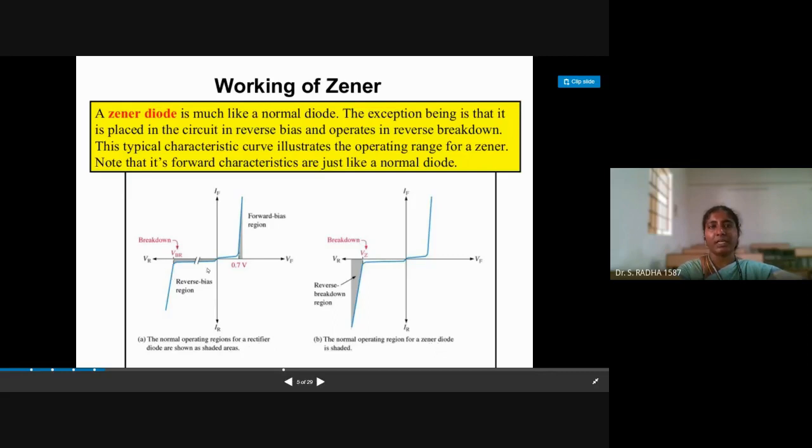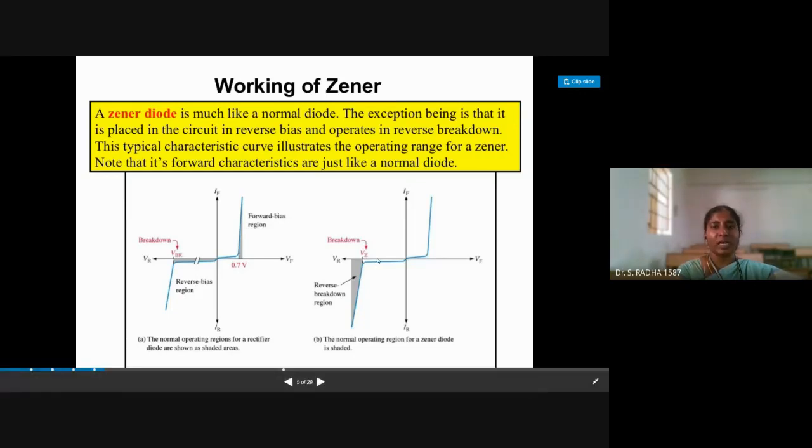You see in the PN diode, forward bias and reverse bias, almost similar type of graph. The curve will be almost similar in the forward and reverse bias, first quadrant, third quadrant. But in the Zener diode, in the third quadrant, there will be a sharp breakdown, a sharp increase in the current at a particular voltage.